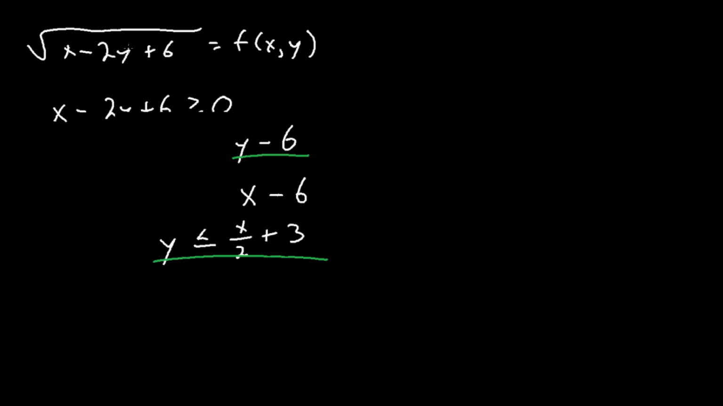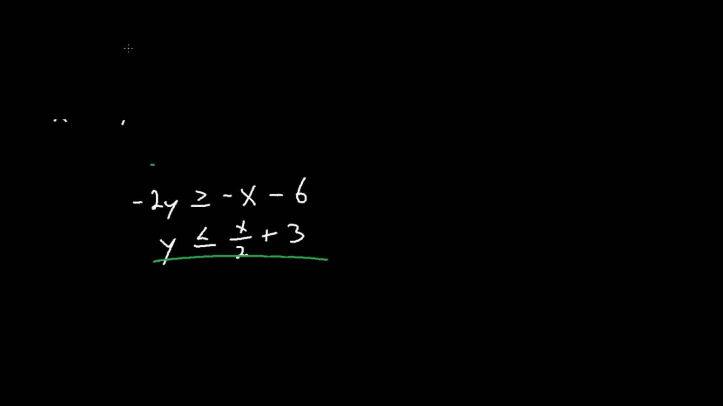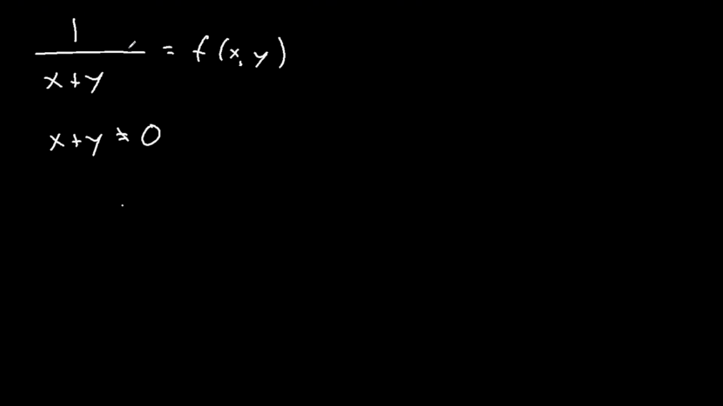But typically, when you see a square root, all you have to do is set this greater than 0. And when you have a fraction, you just got to set the bottom not equal to 0. And actually, that's going to be exactly what this next problem is about. F of x, y. So all you have to do is, as long as x plus y is not equal to 0, that's the answer. It's that simple.